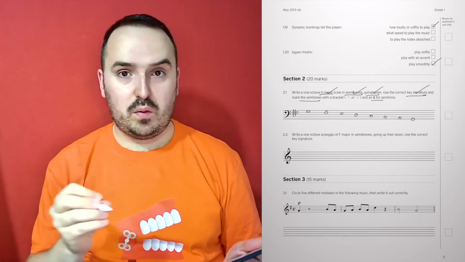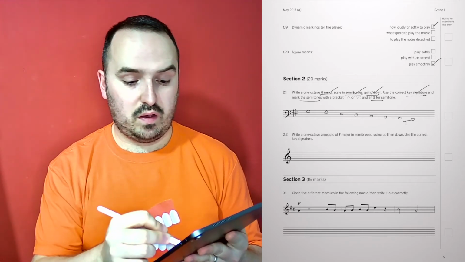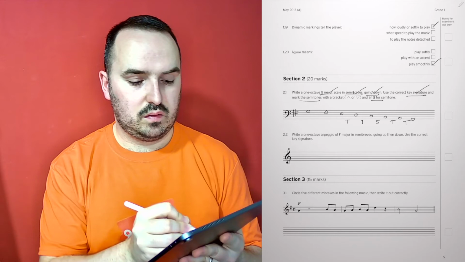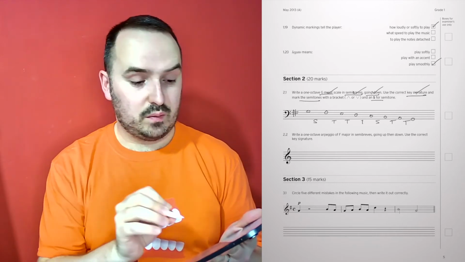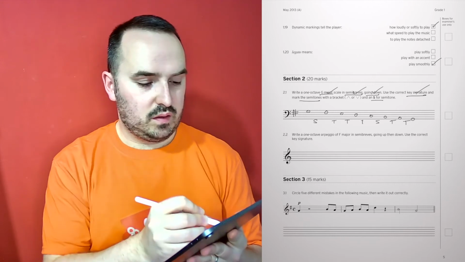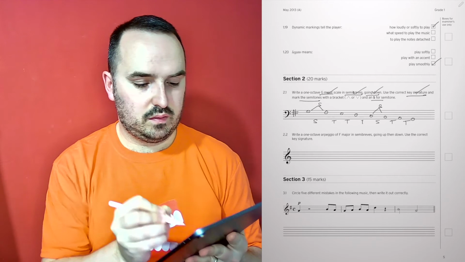But that is of course going up. So this is the point where we need to do that the other way around. So we'd write it out this way: tone, tone, semitone, tone, tone, tone, semitone. So we can see there straight away, if we get that the wrong way round, we'd get that answer wrong. So we can then draw in the brackets between the semitones, mark with an S, and we're there.